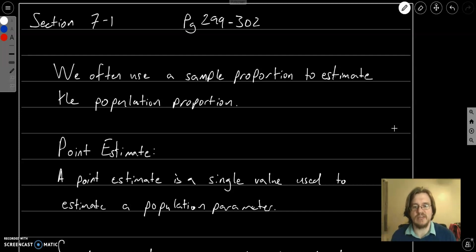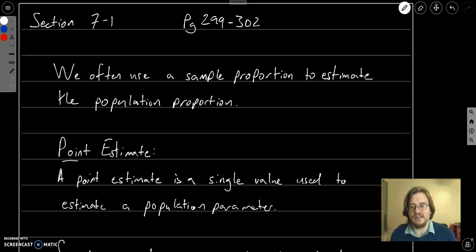So we'll often use samples to estimate population proportions, say like the proportion of a population that will vote in some way or has participated in some activity or something like this. So we're just looking to find a proportion or percentage of a population that satisfies some criterion.